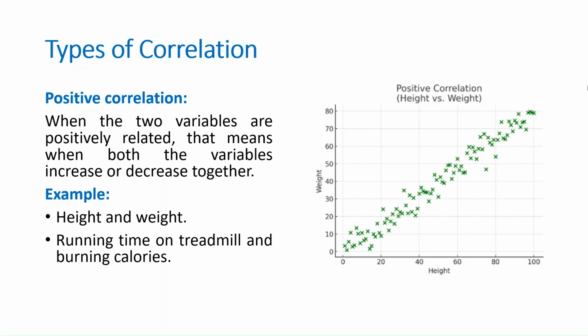And this is the scatter plot of a positive correlation. Here both the variables are increasing. If you observe this graph, then you can see that when height is around 100, weight is around 80. On the other hand, when height is around 0, weight is also around 0. So this is positive correlation.